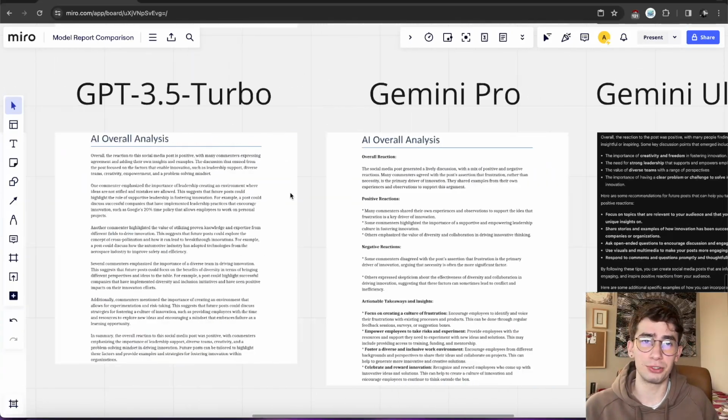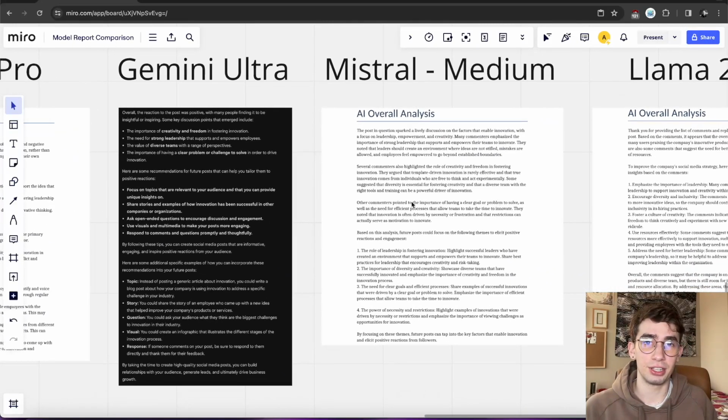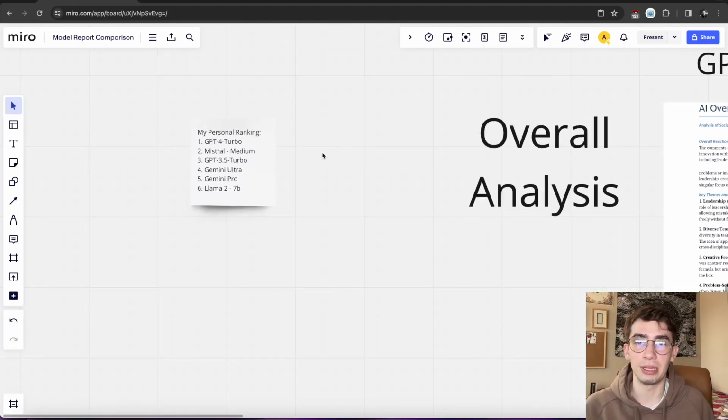I followed that up with Mistral-Medium. I thought Mistral-Medium also did a really good job of giving an overall analysis that's short, succinct, to the point, gives some good ideas, gives some good highlights, some of the good things that you would want to highlight when looking at the social media stuff. So good job to Mistral-Medium.